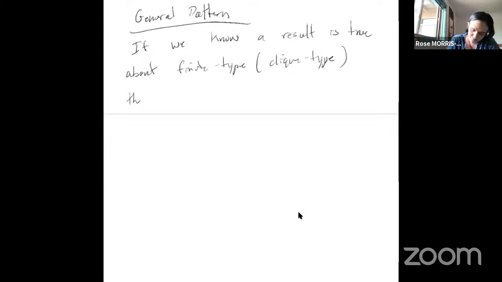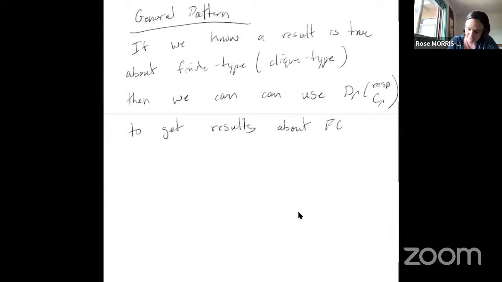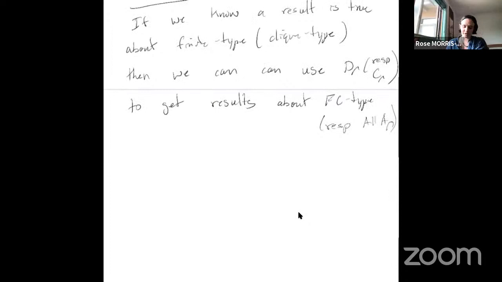then we can use either the Deligne complex or the clique cube complex to get results about groups where this complex is CAT(0). So either FC type, or respectively, all Artin groups. This is, I think, one of the big patterns that's going on with a lot of results.